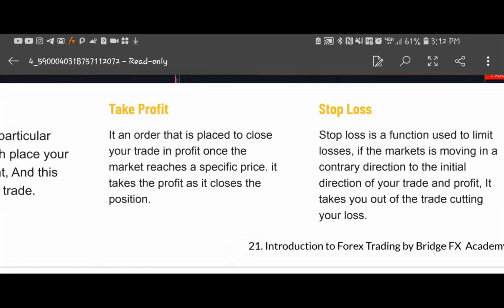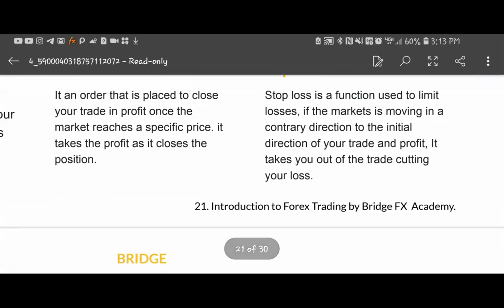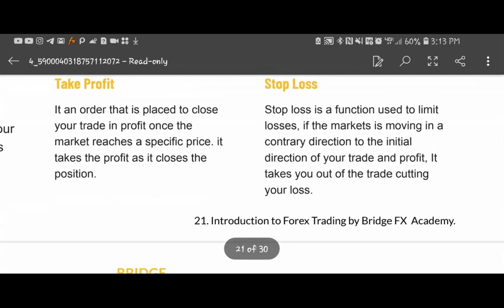So stop loss is a function used to limit your losses, right? If the market isn't going in your favor and is moving against the initial direction of your trade, it takes you out of the trade once the price hits stop loss, cutting your losses. So stop loss basically just helps you limit the amount of losses you make in a trade, right?